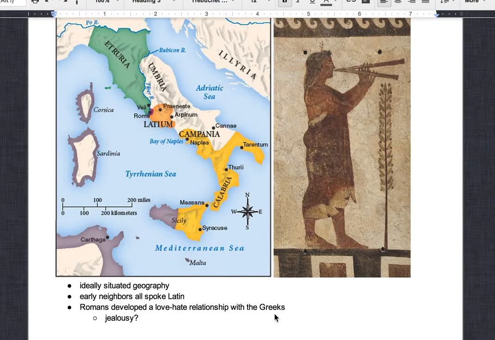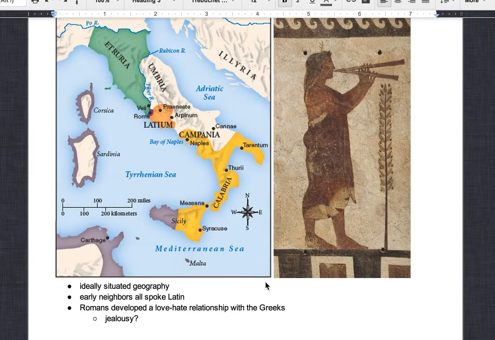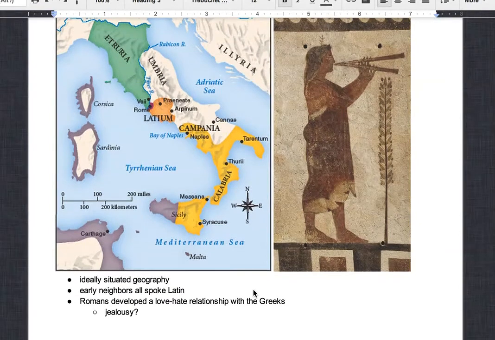One of the things that we also learn about in this period is that the Romans developed a kind of love-hate relationship with the Greeks to the south. They loved the Greeks and admired the Greeks and found inspiration in art and literature and the theater and their religion. But they also felt that the Greeks were lacking in the manly virtues that the Romans really valued. And they lacked respect for Greece's military capabilities. They felt that they were weak militarily.